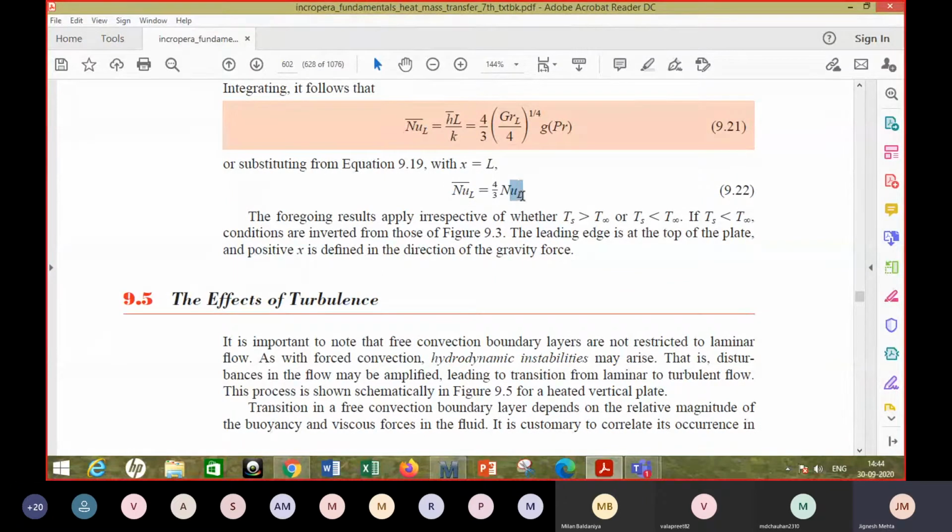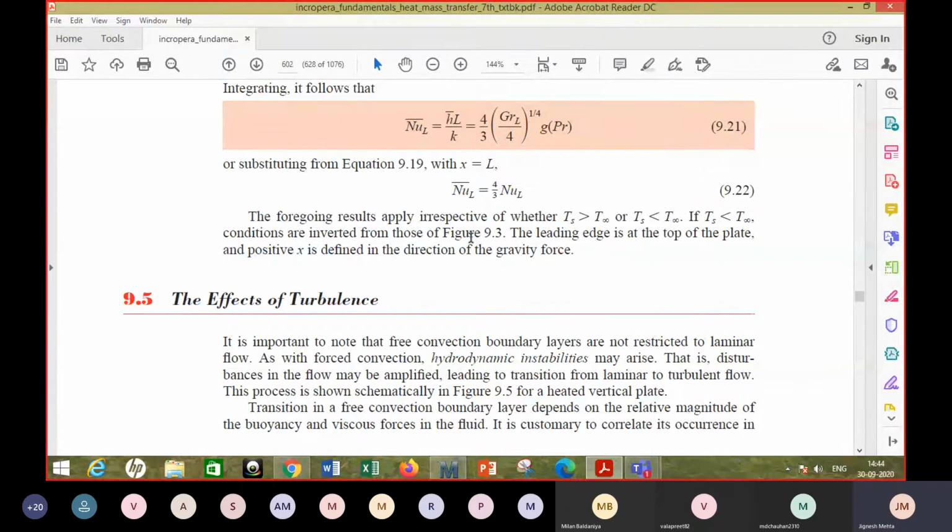the value of Nusselt number at L. We are talking about a plate whose height is L. So if you find out the Nusselt number at x equal to L, and then you multiply it by 4 by 3, you get the average Nusselt number throughout the height of the plate. And then once you get the average Nusselt number, you can get the average heat transfer coefficient and multiply it with the area and the temperature difference, and you get the heat transfer rate.